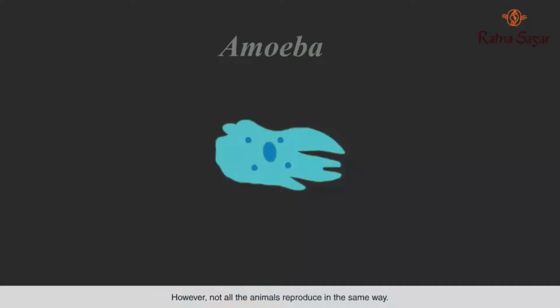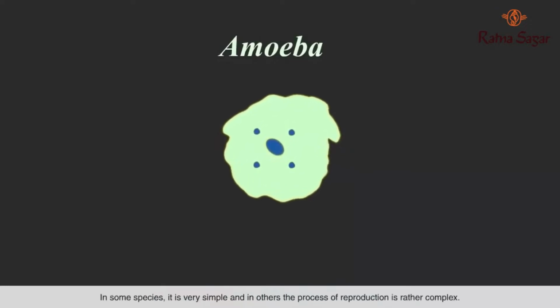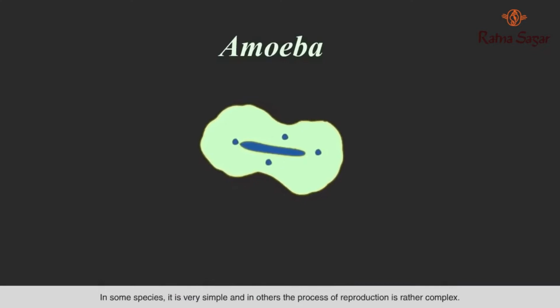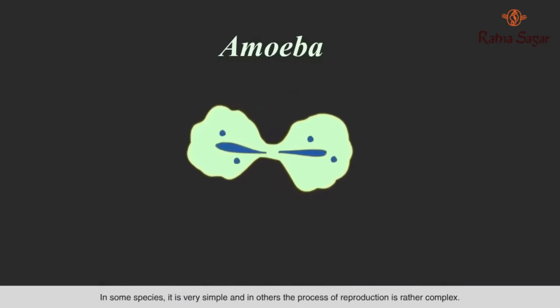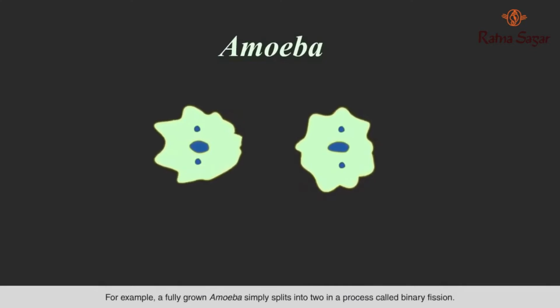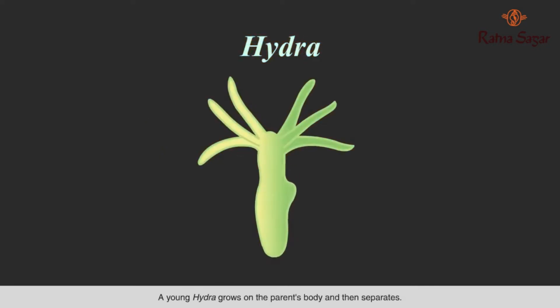However, not all the animals reproduce in the same way. In some species, it is very simple, and in others, the process of reproduction is rather complex. For example, a fully grown amoeba simply splits into two in a process called binary fission. A young hydra grows on the parent's body and then separates. This process is known as budding. In these types of reproduction, only one parent is required.